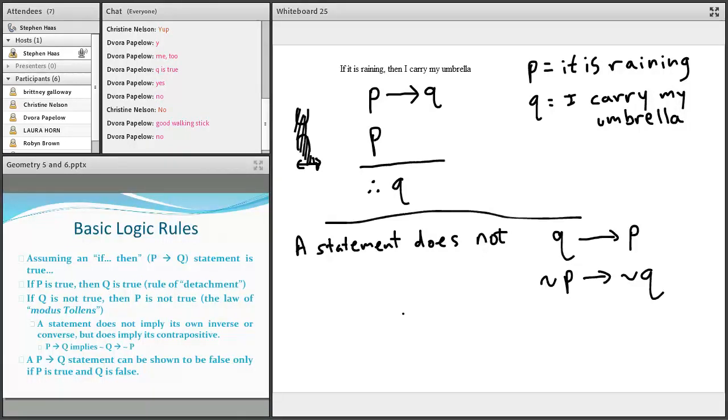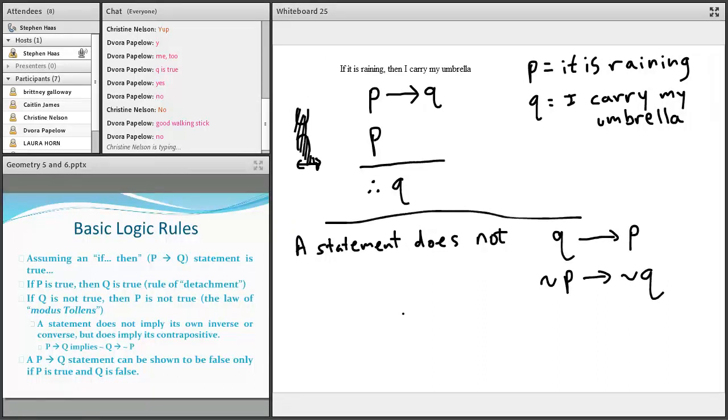I might be carrying my umbrella because it's a good walking stick, or to keep out the snow, or to keep out the sun, or whatever it is. So a statement does not imply its inverse. A statement does not imply its converse. This is the sort of thing, by the way, that when you look at regular people making arguments, is a very, very significant mistake that people make. Just because I tell you that if one thing is true, something else is true, that doesn't necessarily mean that if the first thing is false, the second thing is also false.